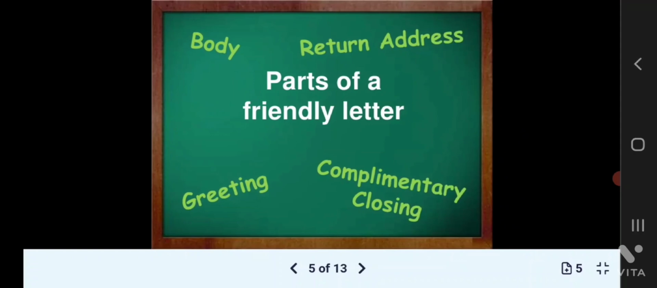The return address. So what is included in the return address? Can you tell me? Okay, it should include the street where your house is located, and then you have to write the name of the city where you live, and then it should also show the present date, and then the next part you should be writing the what? The greeting.